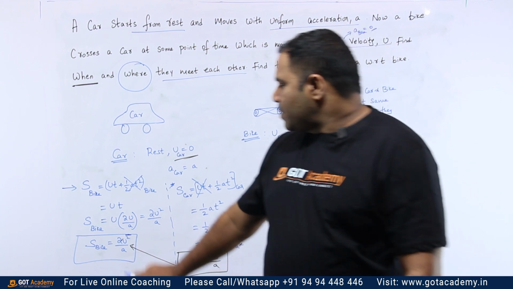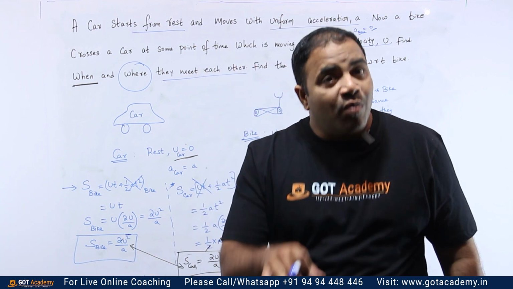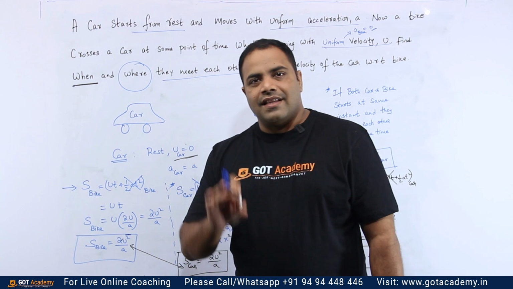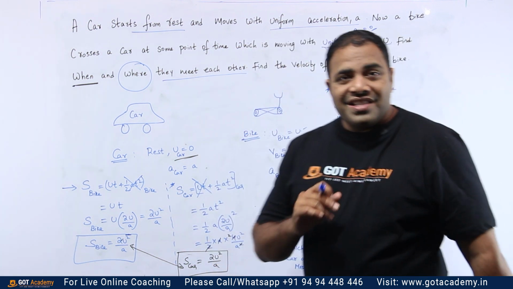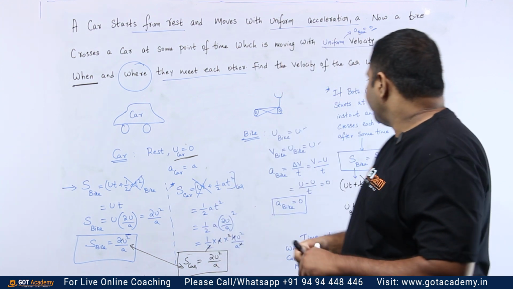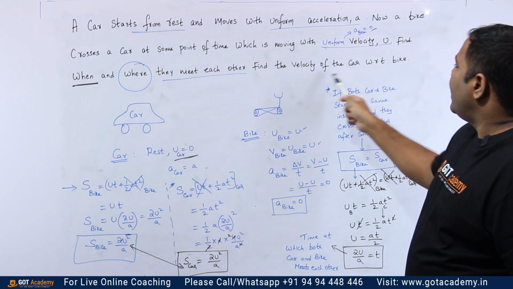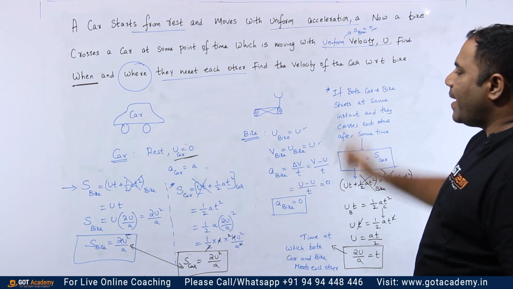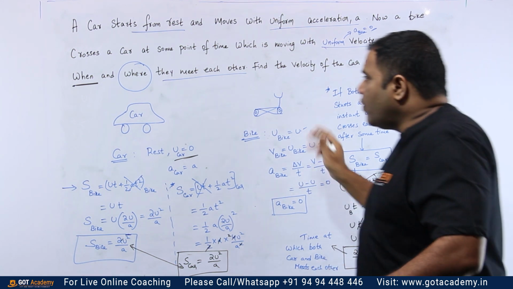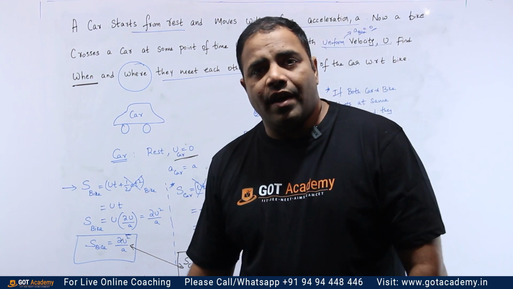Understood now? At this point of distance, both of them, both in the sense car and bike, are meeting each other, are crossing each other. Still the question is incomplete. We did not solve it completely. Okay, the last point is that we have to find out the velocity of the car with respect to the bike. So, how to find out this? Velocity of the car with respect to bike. How to find out this?